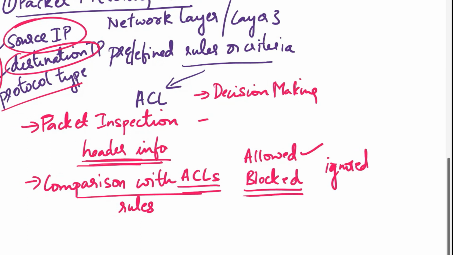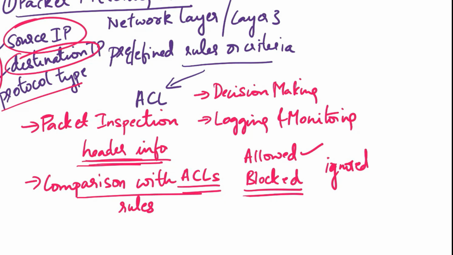The next characteristic we'll be talking about is logging and monitoring. Many packet filter firewalls provide logging capabilities, allowing network admins to track and monitor network traffic. This is useful for troubleshooting, analyzing security incidents, and ensuring that the firewall rules are effectively protecting the network.